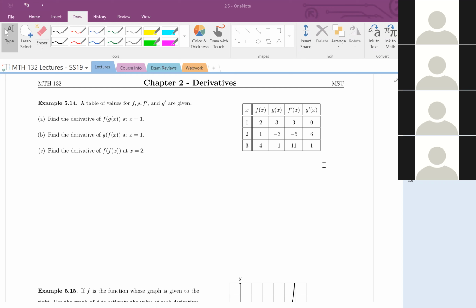Alrighty. So let's go ahead and think about this one a little bit. All right, so we're just going to need to follow the definition of chain rule exactly for these to make sense.